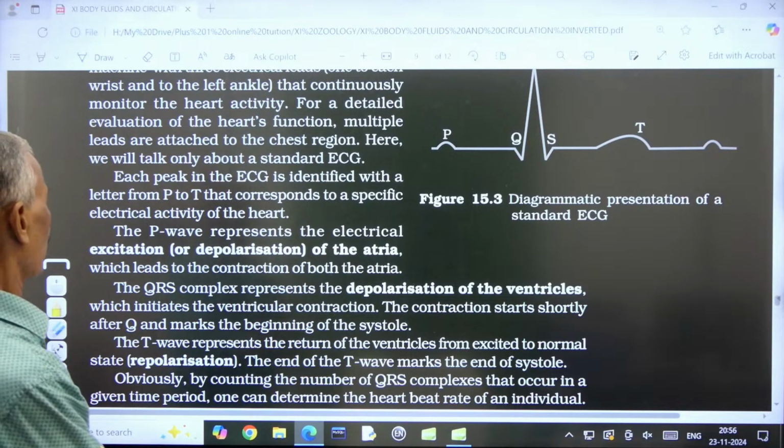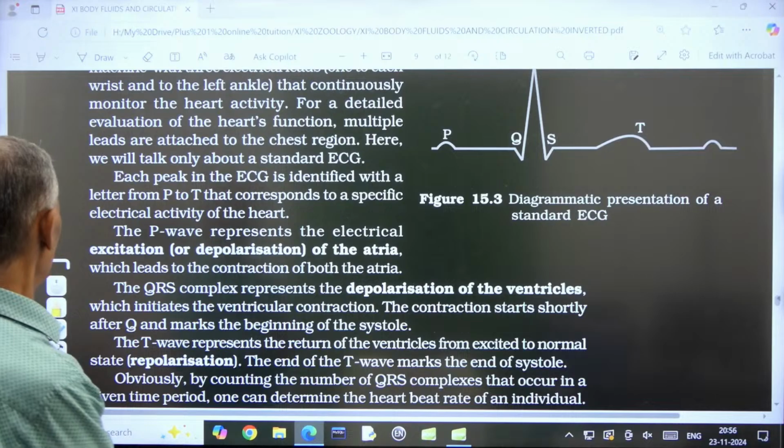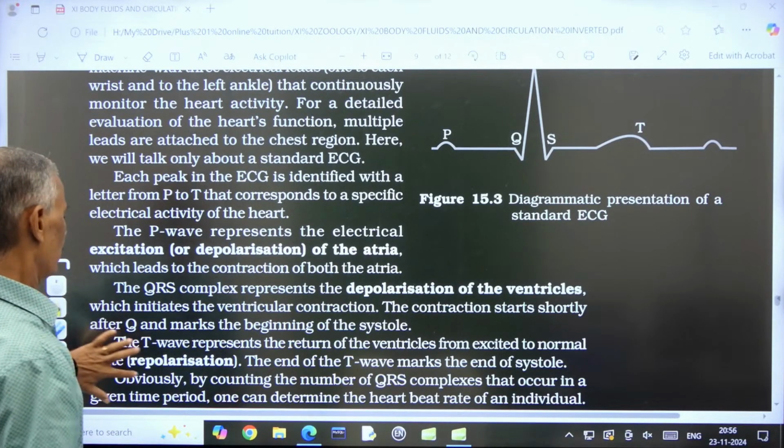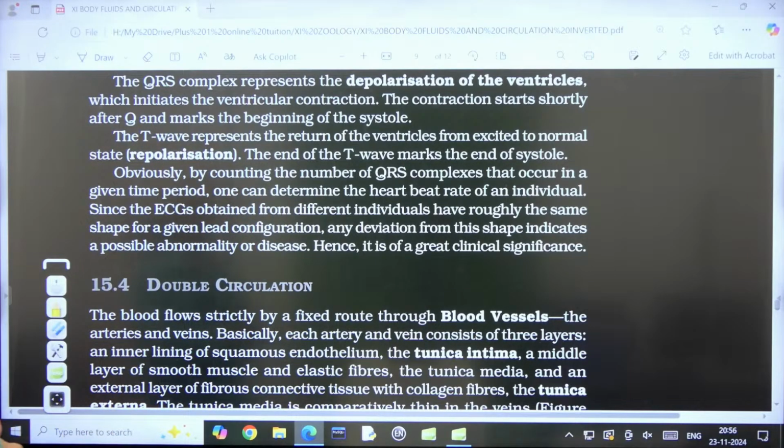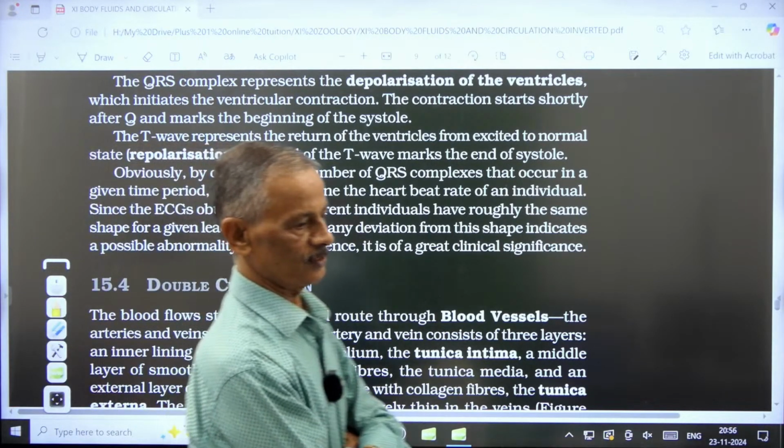By counting the number of QRS complexes that occur in a given time period, one can determine the heartbeat rate of an individual. Since ECGs obtained from different individuals have roughly the same shape for a given lead configuration, any deviation from its shape indicates a possible abnormality or disease. Hence, it is of great clinical significance. Okay, so that's about the ECG.